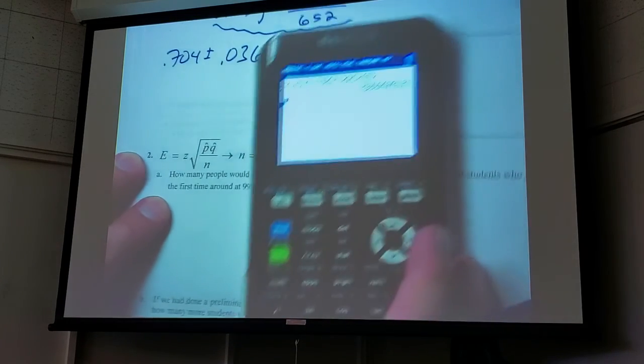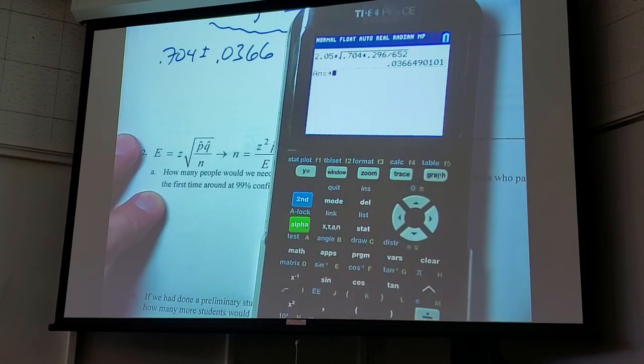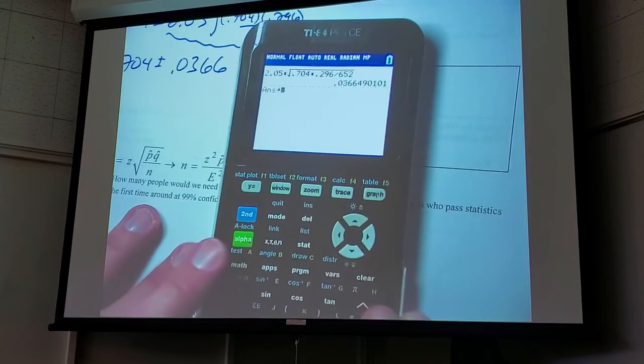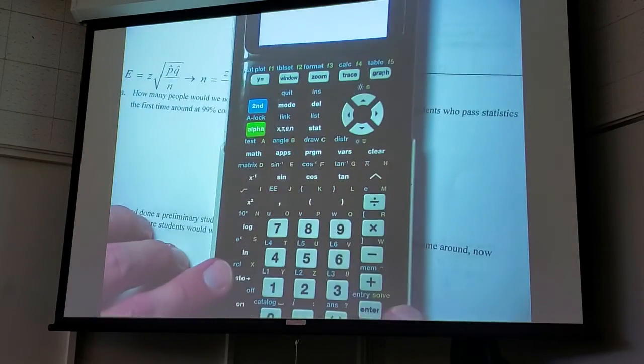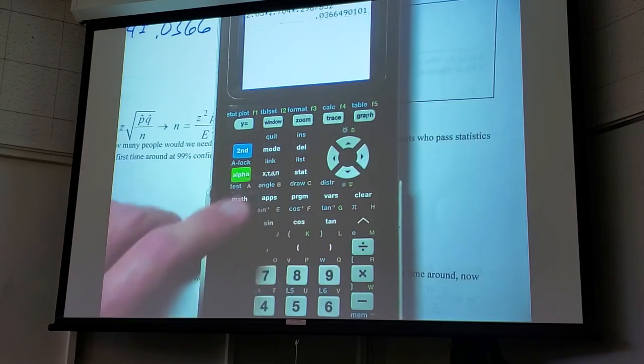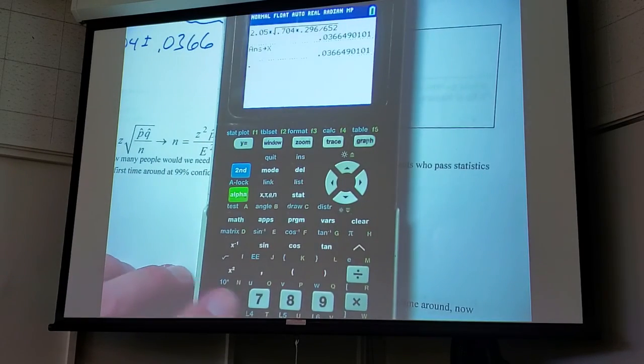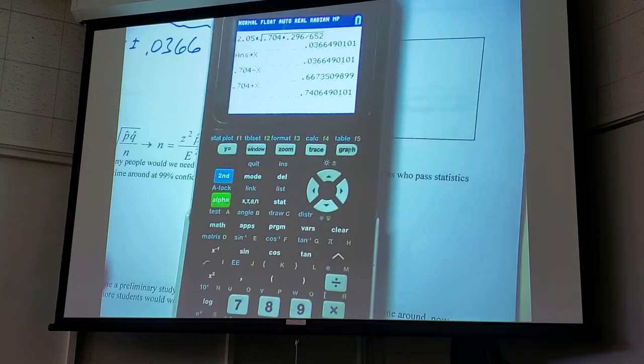So now watch this. I don't know if I've shown you this yet. I'm going to store this. You don't have to do this at all. I'm going to store that. See a little store? I'm going to store that in X, and then I can just do 0.704 minus X and 0.704 plus X. Bam!